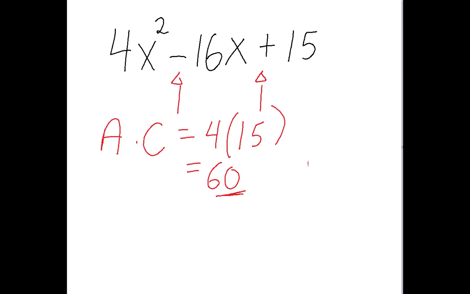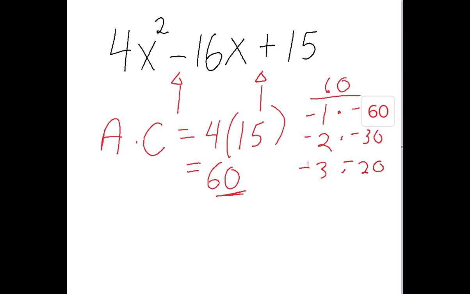So let's see, I'm always going to start with the smallest factor. So negative 1 times negative 60. Remember, I'm doing a negative times a negative to get a positive 60, and then I need two negatives to add to give me the negative 16. So that's not going to work. Negative 2 and negative 30, that will multiply for positive 60, but that adds to negative 32. So that doesn't work. Negative 3 and negative 20, sorry, that multiplies for positive 60, but adds to negative 23, so that won't work.